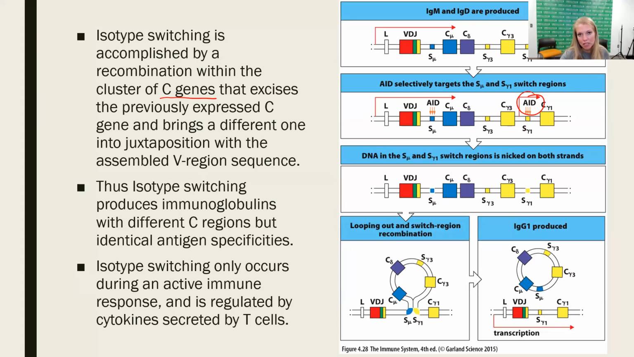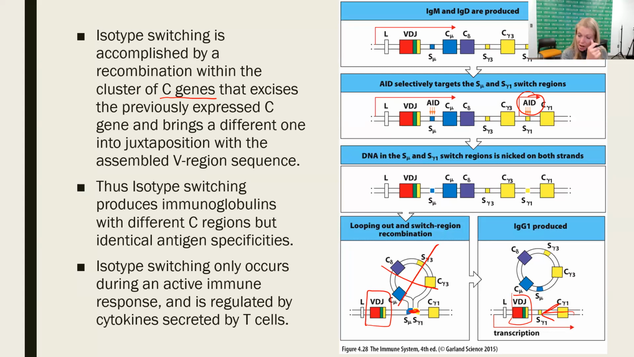The isotype switching will produce antibodies that have the same antigen specificity, but different constant regions. So you can see that the variable region is the same, but those switch sequences will be brought together. This is looped out and removed, and now you can bring in a gamma, you can bring in an epsilon if you needed to. Isotype switching is only going to occur during an active immune response.